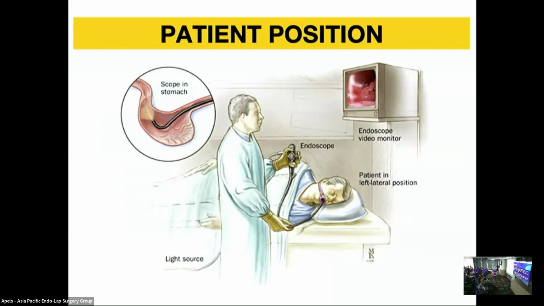So for EGD, this is the proper position. The patient is in left lateral decubitus. You stand at the left side of the patient, facing the screen or the tower. Most of the time the screen is included in the tower, but in some institutions they have two screens that you can use to view the endoscopy.